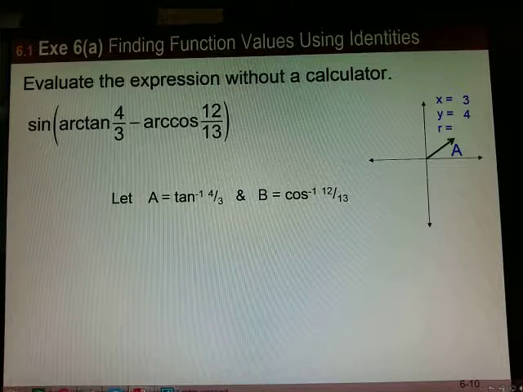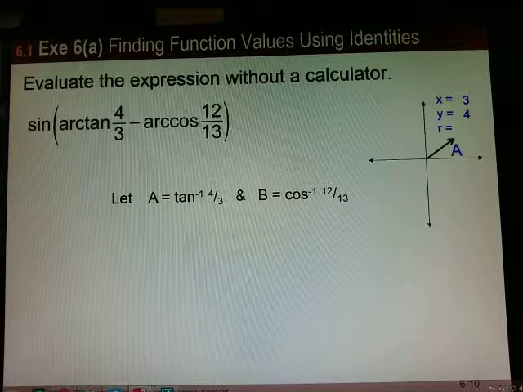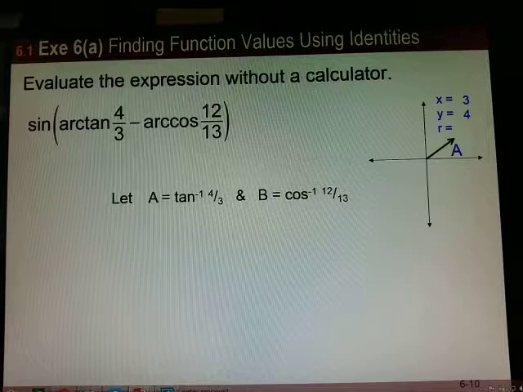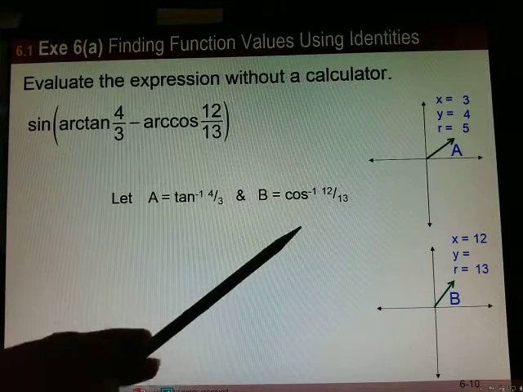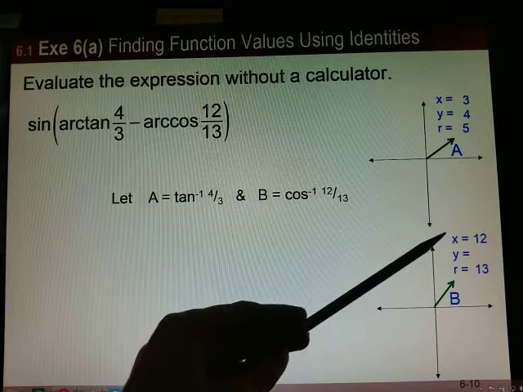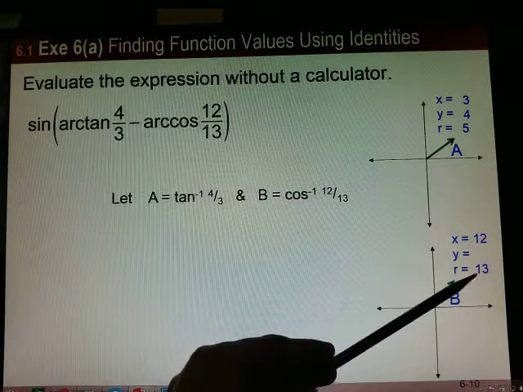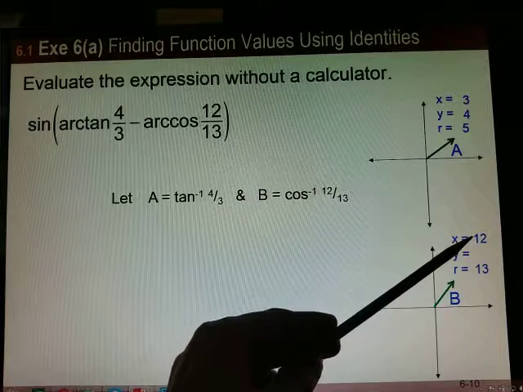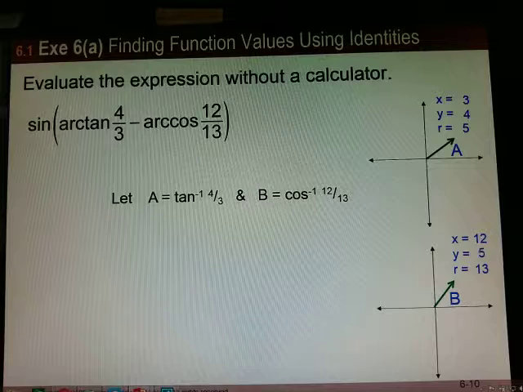Here's my picture for angle A. The tangent would have been the y over x, so that would be the 4 for y and 3 for x. Pythagorean theorem, that r would be 5. My picture for angle B, again, the cosine of the angle would be 12/13, so that would be my x over r. So there's my x and r. I need to take 13 squared, take away 12 squared, so 169 minus 144. That's 25. The square root of it would give me the y is 5.